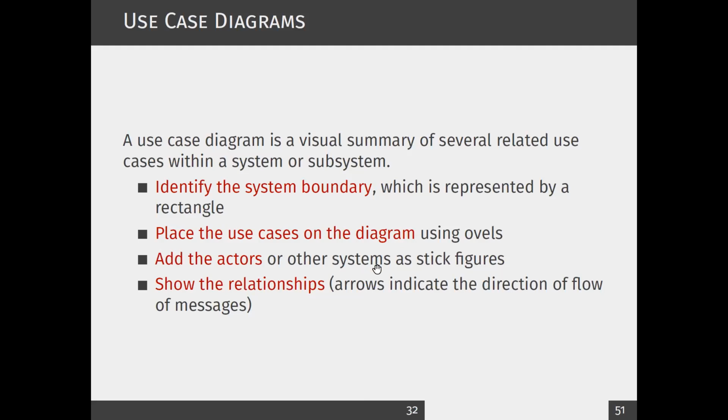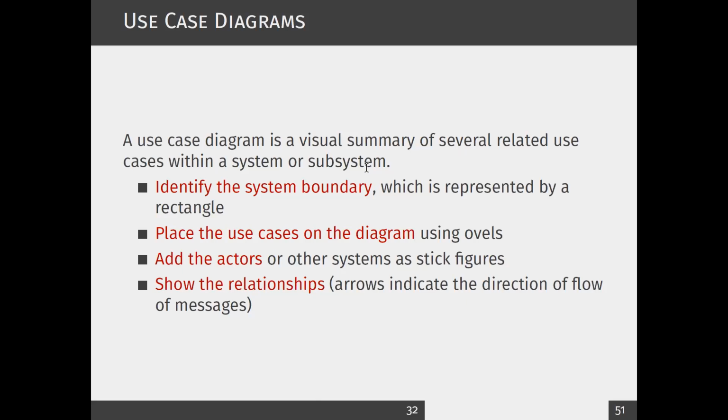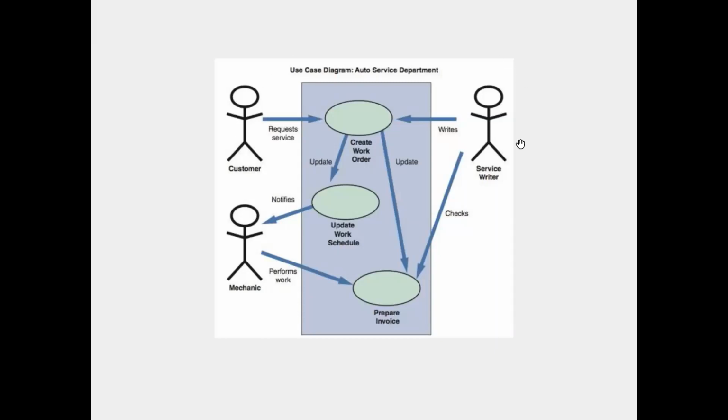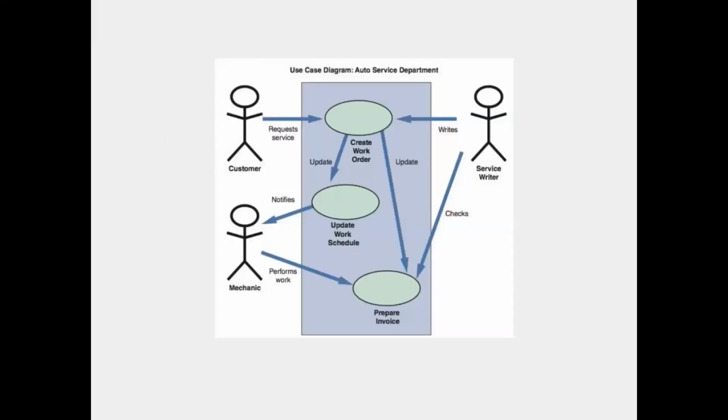And then you place ovals in the diagram, and then you write down what all of these use cases are. And then you add the actors. So next you have to have the actors. In this particular case, we have 3 actors. And finally, you will have relationships. So we indicate relationships as arrows. The arrow indicates the relationship.